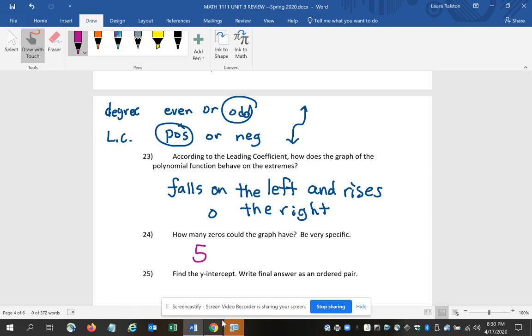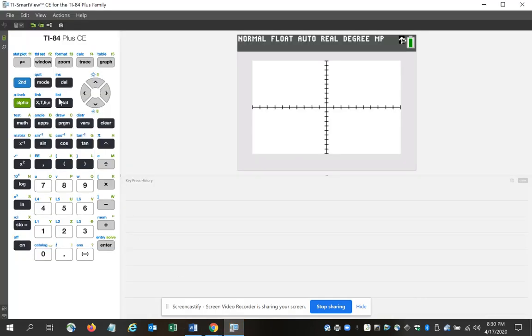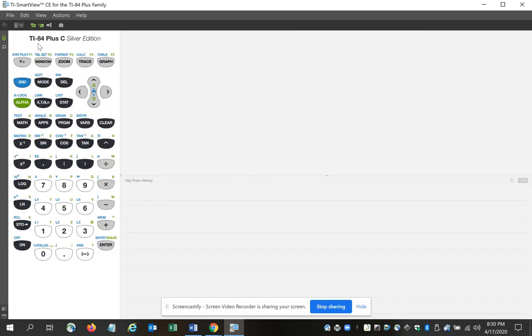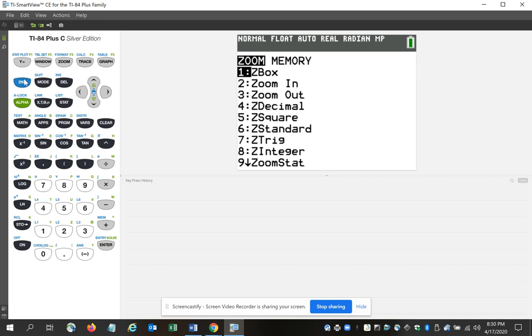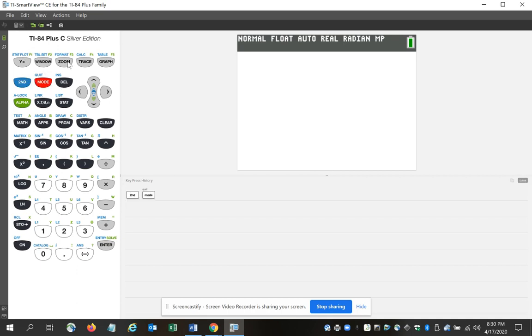All right, looks like my calculator's come back up, I think. Okay, so let's see if it's stuck in this mode for some reason. All right, it's stuck in that mode. Let me see if I can. Okay, I changed it to a different one, so hold on just a second. I switched to a different calculator.